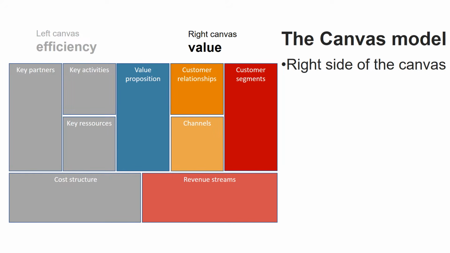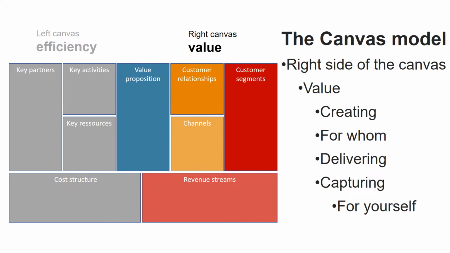Now we have reviewed the 5 building blocks on the right side of the canvas model. This side of the model is about what value you are creating and for whom, how you are delivering that value, and how you are capturing value for yourself as an organization. In a nutshell, we develop our understanding of everything that relates to our customers.